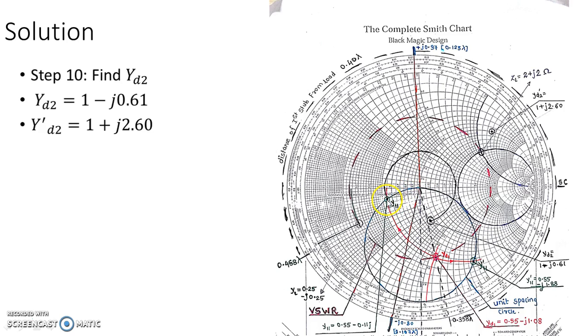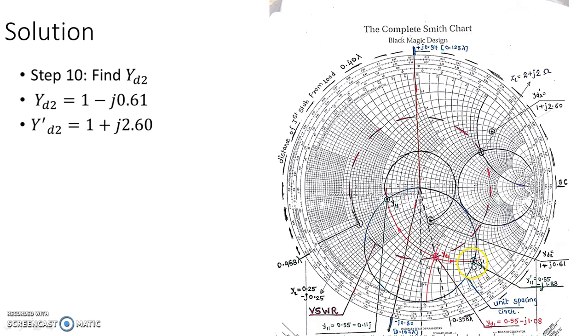So for this Y11, we will draw a VSWR circle and find wherever it intersects the 3 lambda by 8 distance. That is the point where YD2 exists. Read the value of YD2. The real part will surely be 1 because it is on the unit conductance circle, and the imaginary part we have to take care of. So it is 1 minus j0.61, that is YD2.